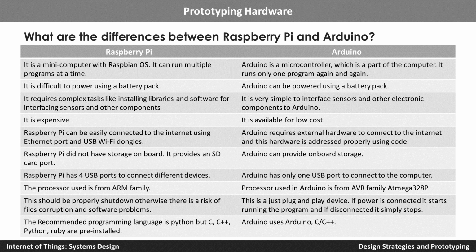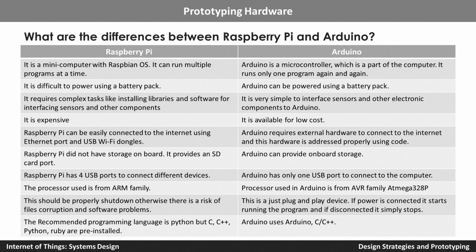Raspberry Pi does not have storage on board. It provides an SD card slot for storage. Arduino does have a very small amount of storage on the board. Raspberry Pi has 4 ports, which could vary depending on the version. Arduino only has 1 port to connect to the computer. The processor used for Raspberry Pi is from the ARM family. The Arduino uses the AVR family, an ATmega328P kind of processor.